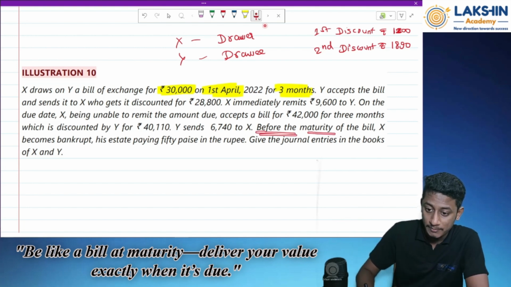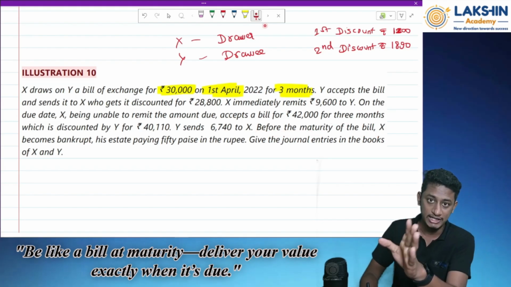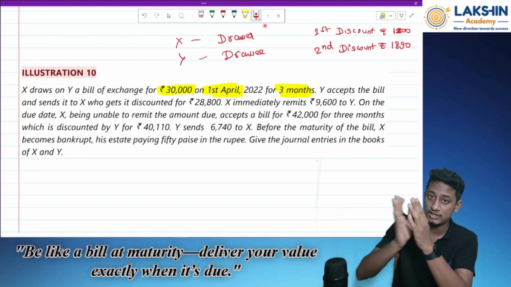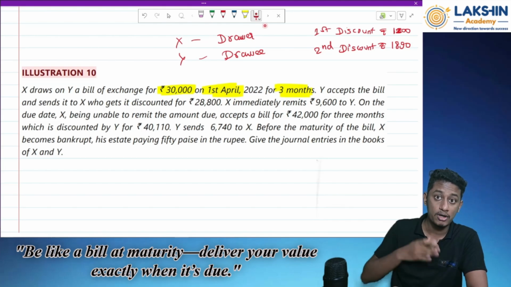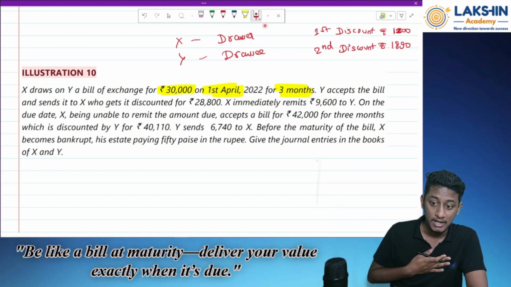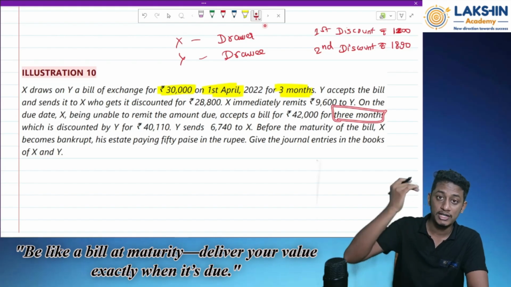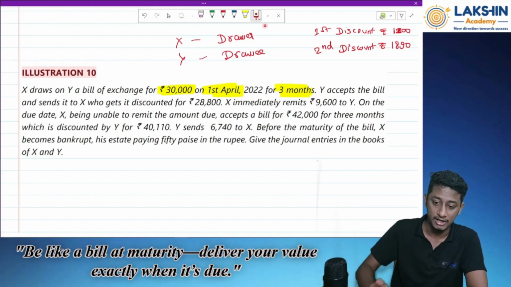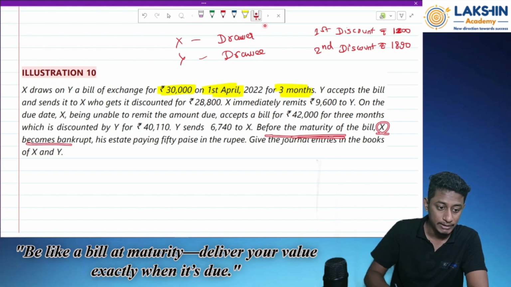Before maturity of the bill, that was how much? 3 months, right? The second bill was issued. See, the first bill was already honored by whom? Y. So Y paid the bank. So the first bill was done. Now he has issued a new bill on X for rupees 42,000. Now this bill was maturing in 3 months. So don't take tension about the first bill. The first bill is already paid off. So on the maturity date, before the maturity, X became bankrupt.